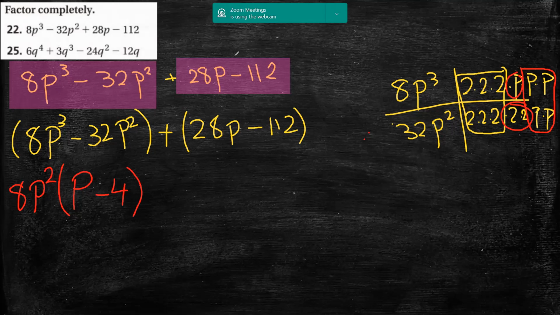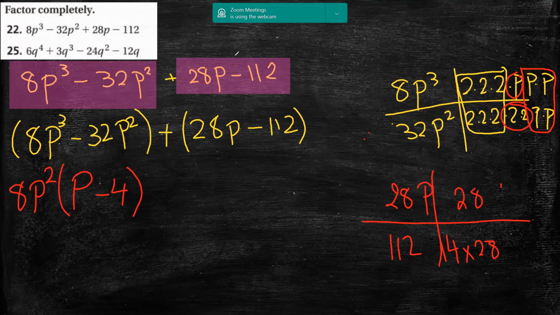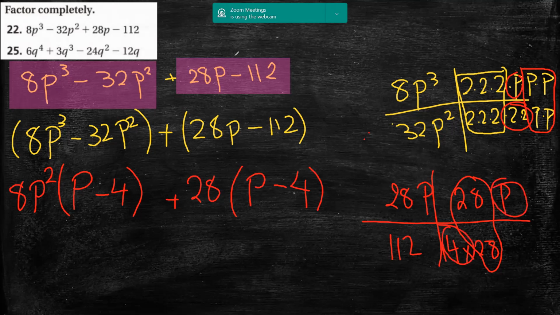Then let's go now to the second pair. We have 28p and 112. Let's factorize them here now. 112 is 4 times 28, and here we have 28p. So the common factor here is 28. And what remains now is p minus 4, because if you remove 28, you will have p and 4.